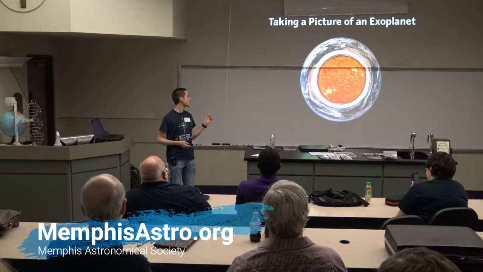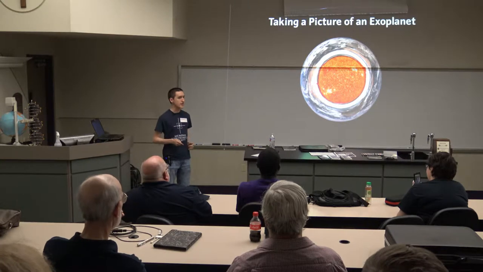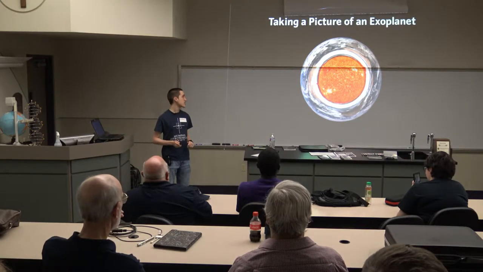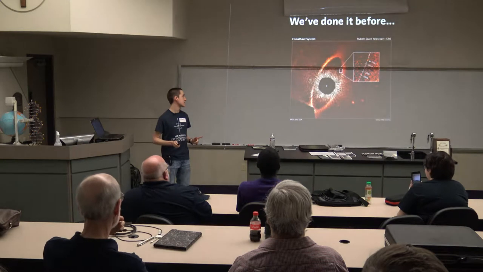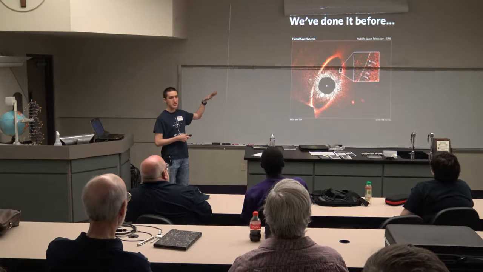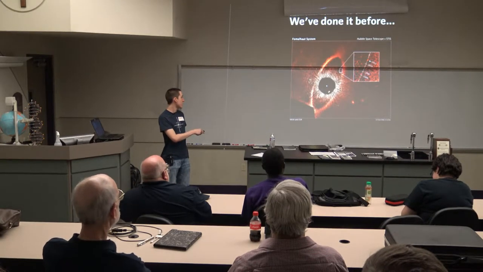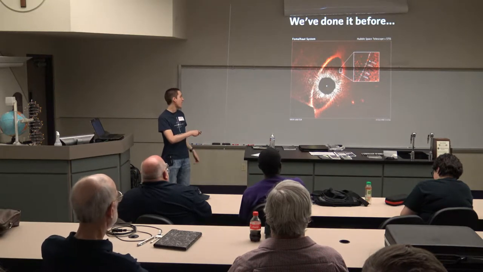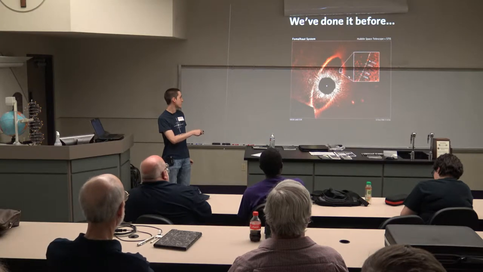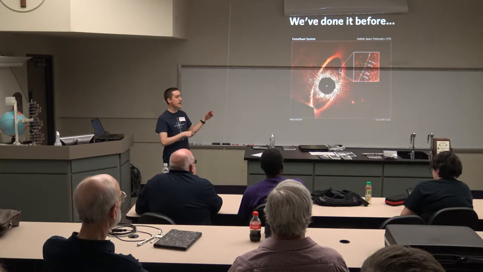So today I'm going to talk about taking a picture of an exoplanet. First of all, I should mention, we have actually already taken pictures of exoplanets before. This is an image of the star Fomalhaut, or at least the stuff around Fomalhaut. It was taken by the Hubble Space Telescope, and they blocked out the star, and they found an exoplanet in orbit around it, along with a bunch of other debris. But you can see right there, there's a tiny little dot.